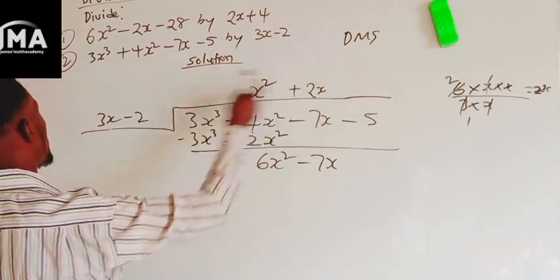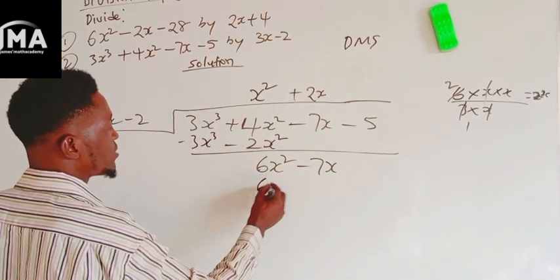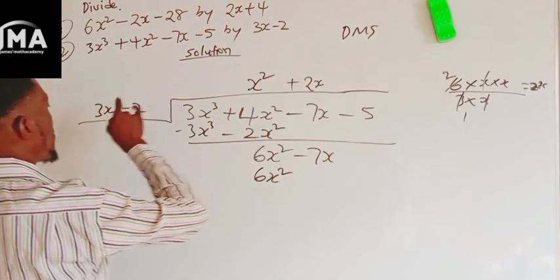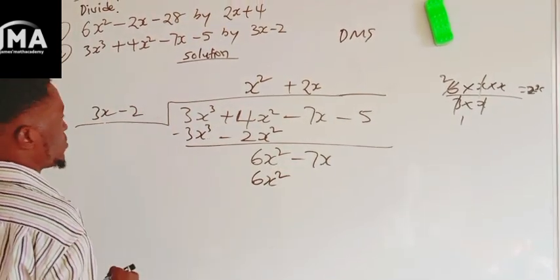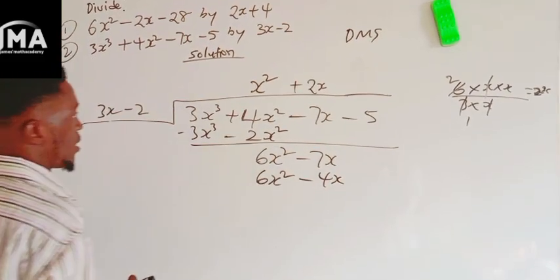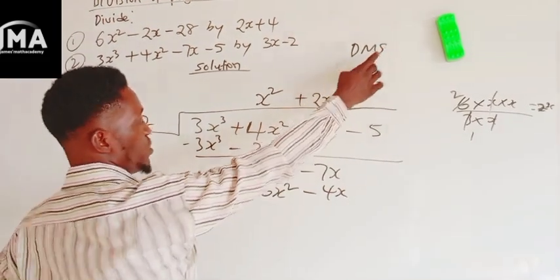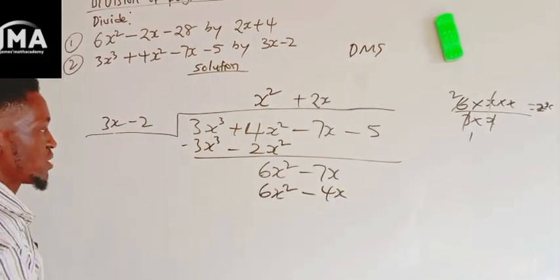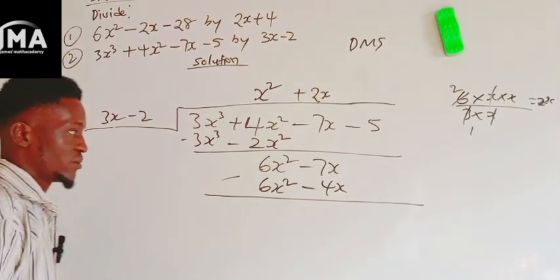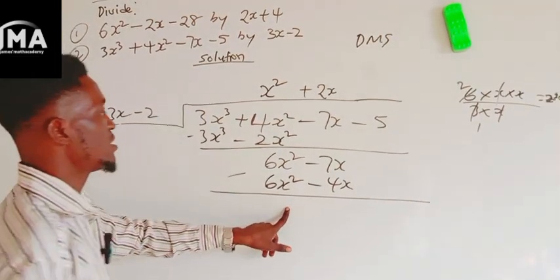So 2x times 3x is 6x squared, plus 2x times minus 2 is minus 4x. I'm done with my multiplication. Let me go to my subtraction. In my subtraction, I'm going to roll my 9 and put minus, isn't it? So 6x squared minus 6x squared is 0. There's no point in me writing it.